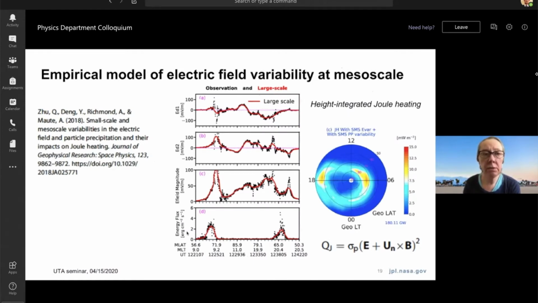And I'd like to highlight the work done in Dane's team, when they developed an empirical model, tried to infuse this variability at mesoscale and improve Joule heating estimates. Just to show you, these are electric field components. These are time in hours, and red shows the large scale features and observations are black dots. So indeed, a large scale model can miss a lot of observations, so we need to find a way to incorporate them, and this kind of model is an important step in that direction.